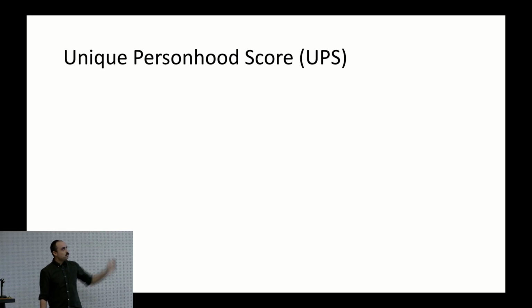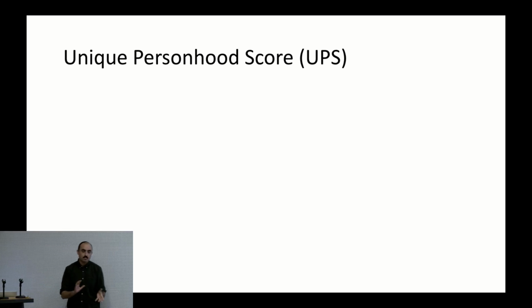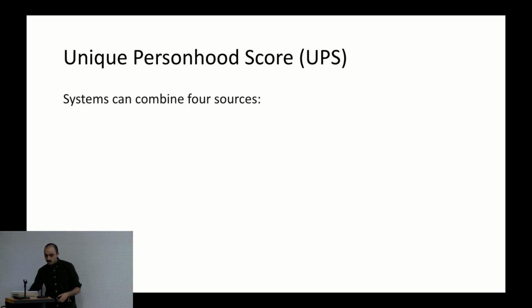Look, defining this unique personhood score. We want to be able to score how likely we think someone is to be a unique person. There are sort of two ways to do this. We can have some sort of arbitrary score that doesn't have an exact interpretable meaning, but lets you compare between users, or a percentage probability that you think they're human versus non-human or a duplicate. And systems can combine four sources of information, some of them traditional and some of them unlocked by Reclaim.